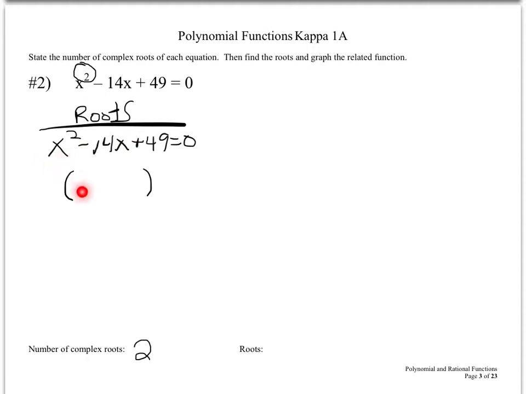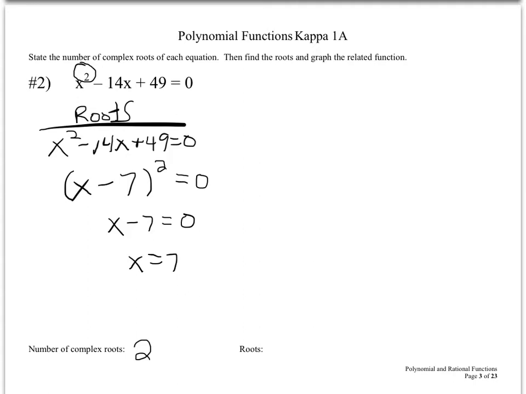Square root of the first term goes here. Square root of the constant goes here. And then the sign of the middle term goes between them. So it's x minus 7, and that quantity is squared. It's a perfect square trinomial. To get rid of the squared, if you square root both sides, you get x minus 7 equals 0, which gives you x is 7.